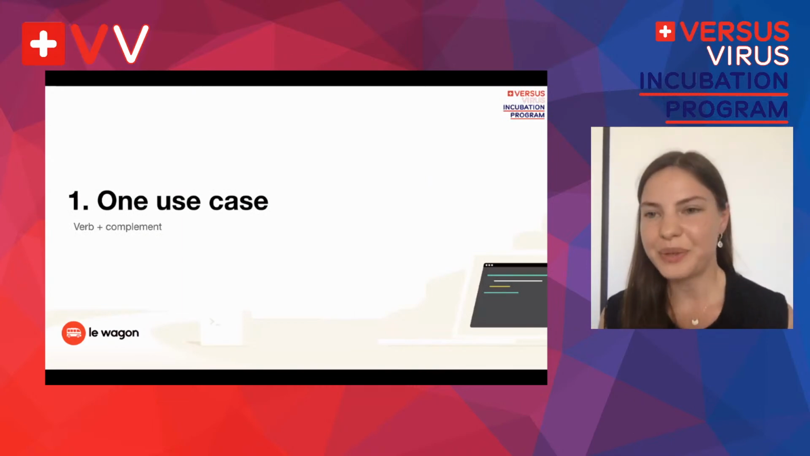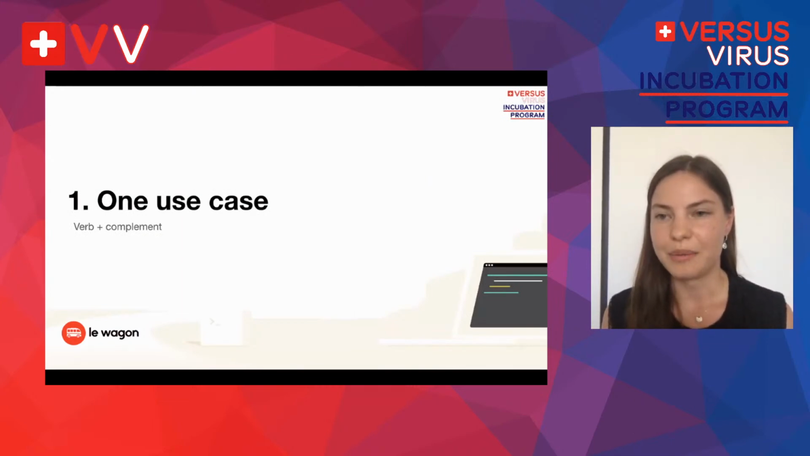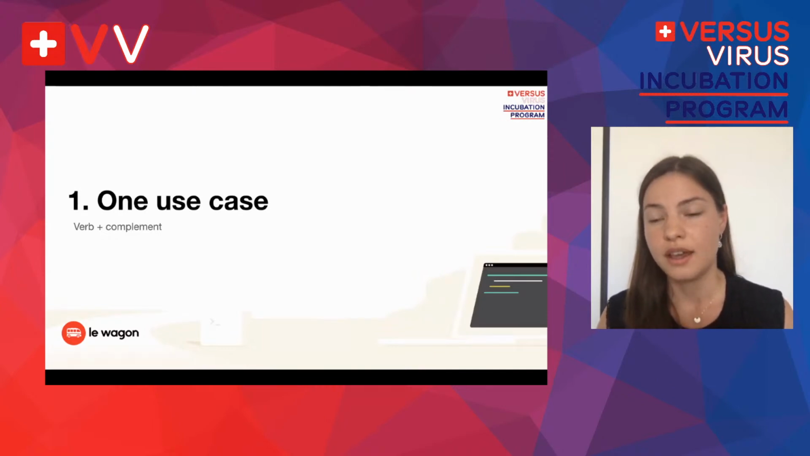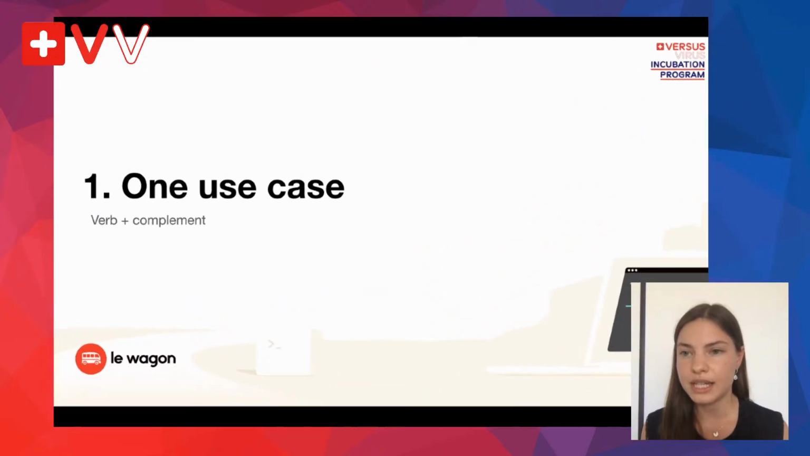When you decide on your project, it's very important that you decide on one use case. If we take the example of Airbnb, their core use case is to be able to book flats. Same for Uber: their core use case is that people are able to book rides. It's very important to have that very clear in mind, and that's what will create your need. So we'll go a bit in depth into that. When you choose your use case, it's important to have a verb and a complement to it.